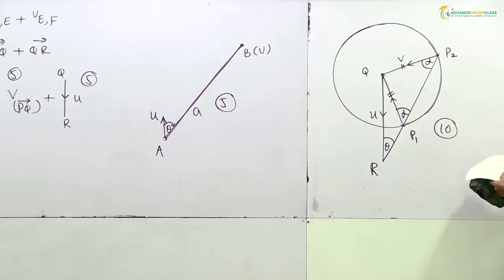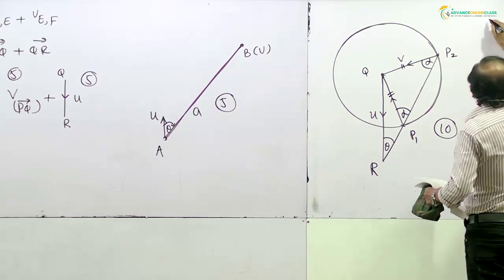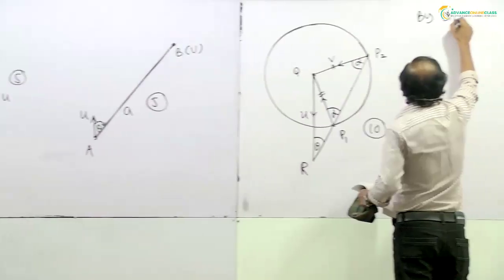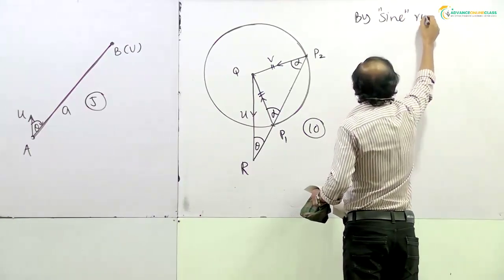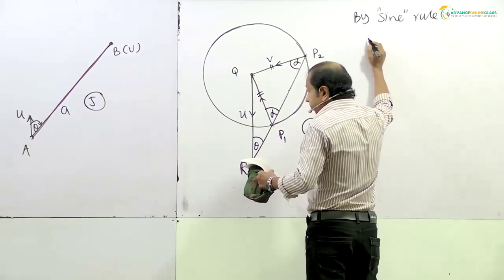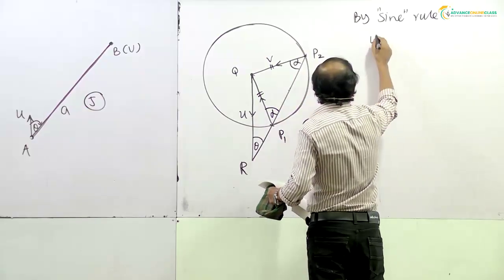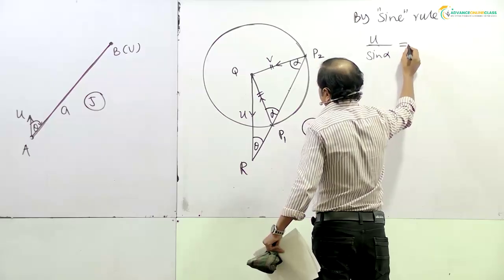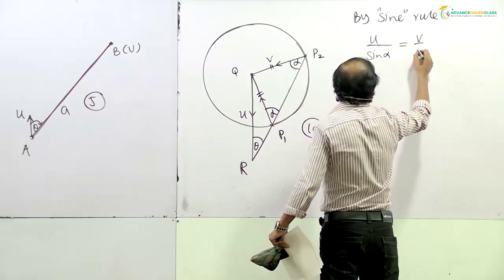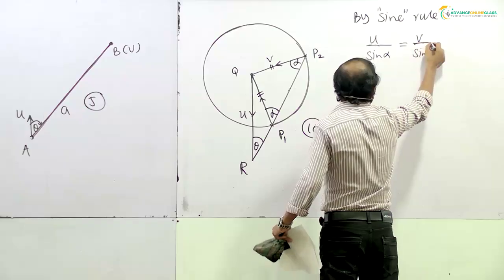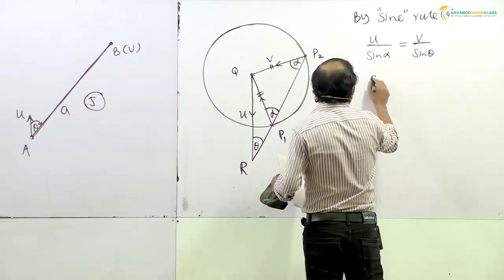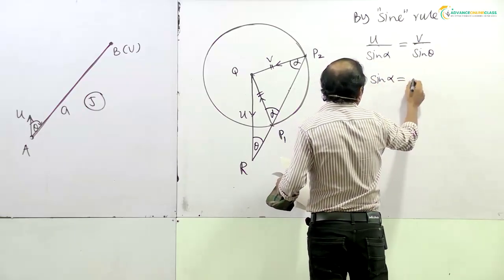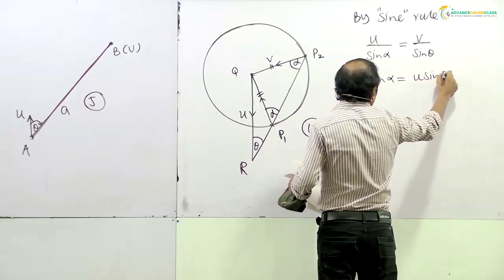By sine rule, you can write u over sine alpha equals v over sine theta. Right. Sine alpha we can write as u sine theta over v.